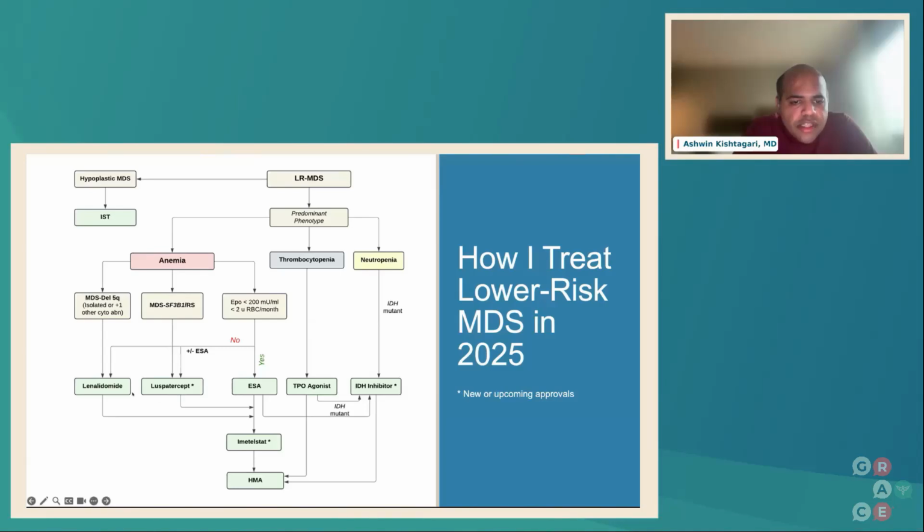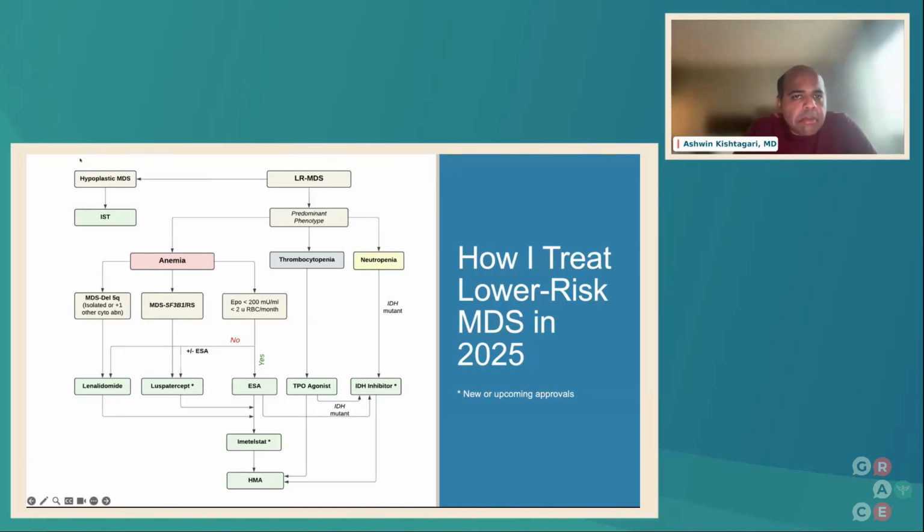And if they progress on these, then the next option, which is most recently FDA approved, is imetelstat, a telomerase inhibitor. Once they progress through all these agents, the next option is hypomethylating agents such as azacitidine or decitabine, which is actually FDA approved for high risk MDS.